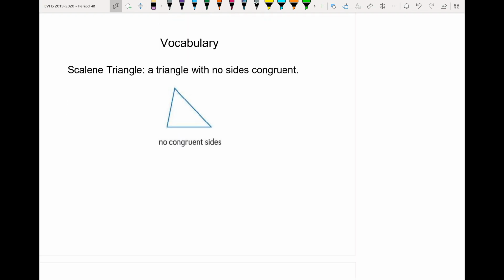All right, vocabulary. A scalene triangle is a triangle with no sides congruent. Stop leaning back in the rolly chairs. You'll crack your head open. Okay, no sides congruent.